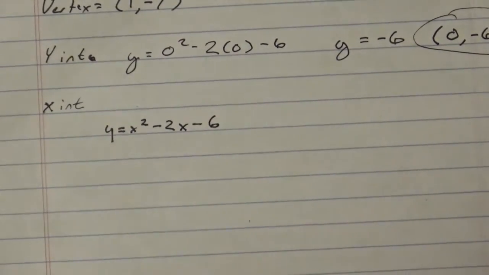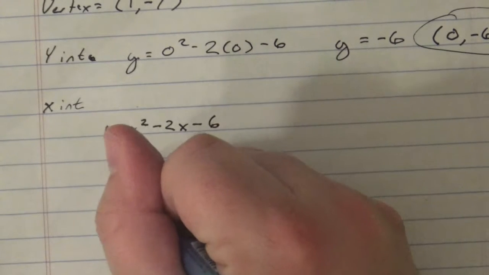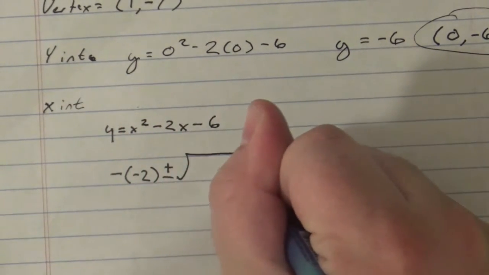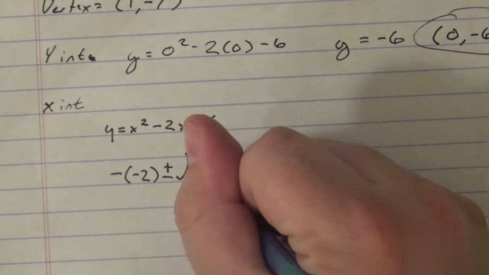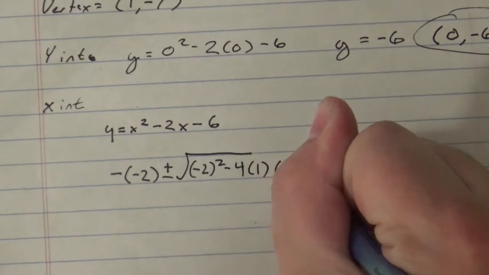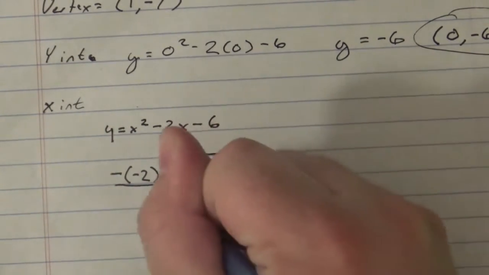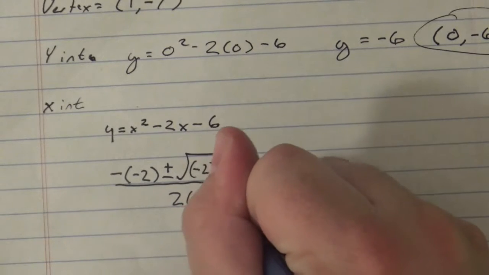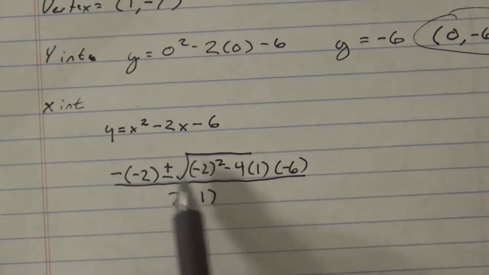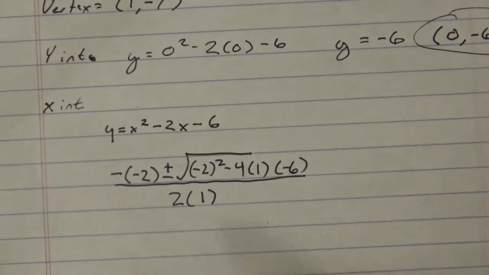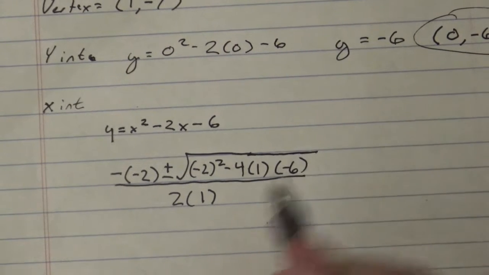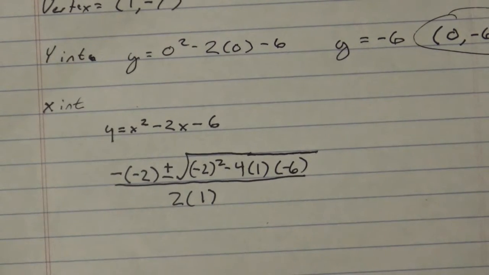So let's do it. We're going to say negative b plus or minus the square root of b squared minus 4ac, all over 2a. Alright, see what we did? We made sure that we put everything in the proper spot with our quadratic formula. Let me finish writing that all out. Now let's go ahead and do the work.